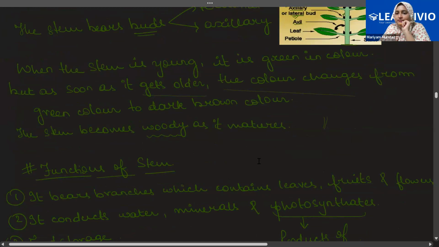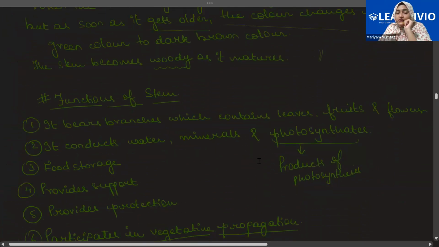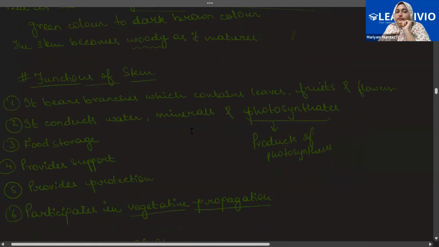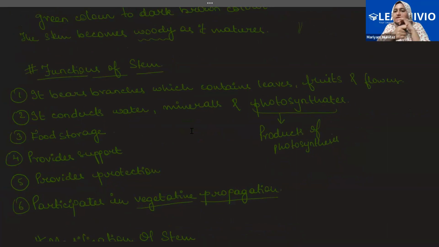Any doubts up until now? No, ma'am. Now coming on to the functions, what does the stem do? So first of all, it bears branches, right? All the branches that are present on the plant or the tree, it comes from the stem only, right? The leaves, the fruits and the flowers, they all are present on the stem area.